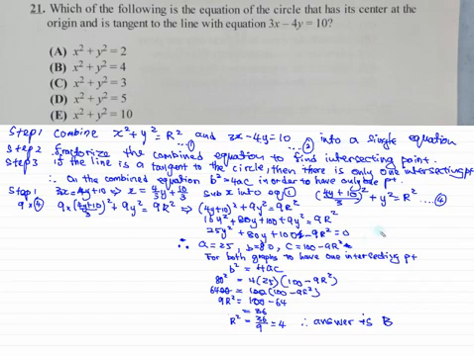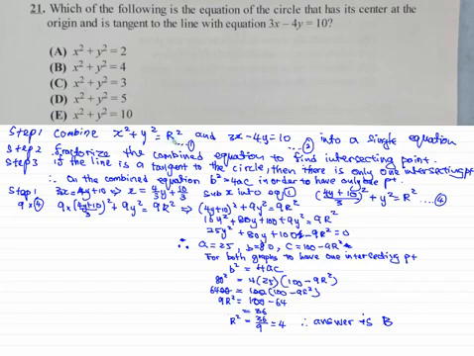Okay, now let's look at this question. It says there is a circle with its center at the origin, and it's tangent to the line. If it's tangent to the line, it means you have only one intersecting point between the circle and this line. So if there's one intersecting point, then normally we will use the principle of b squared equals 4ac. Before we do this, we have to combine the two equations.